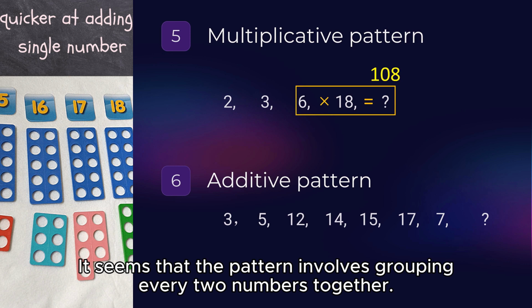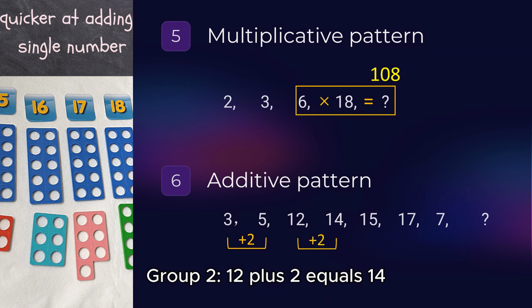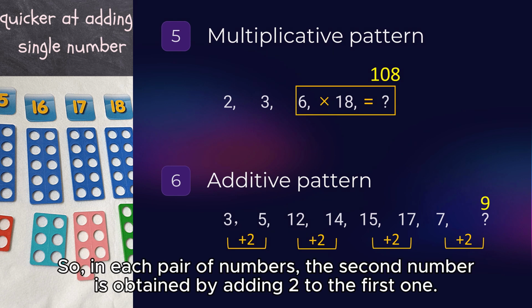It seems that the pattern involves grouping every two numbers together. Let's observe Group 1, 3 plus 2 equals 5. Group 2, 12 plus 2 equals 14. Group 3, 15 plus 2 equals 17. Group 4, 7 plus 2 equals 9. So, in each pair of numbers, the second number is obtained by adding 2 to the first one.